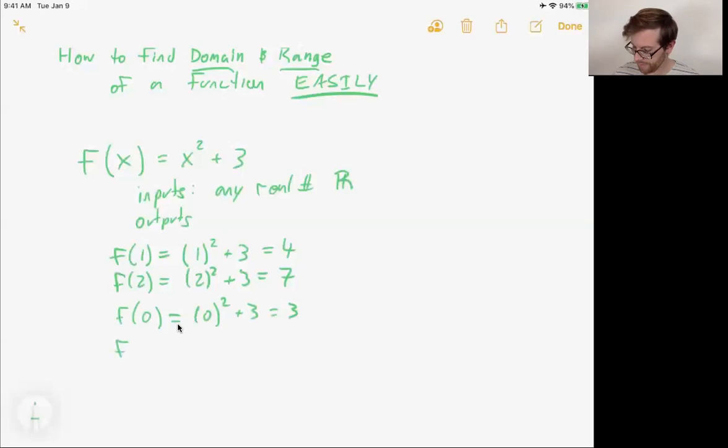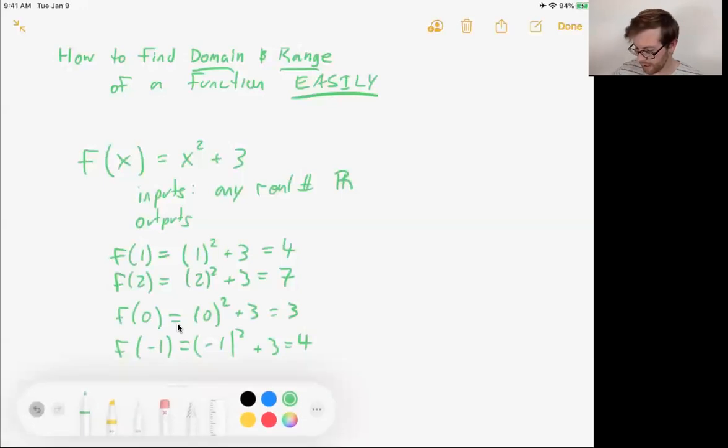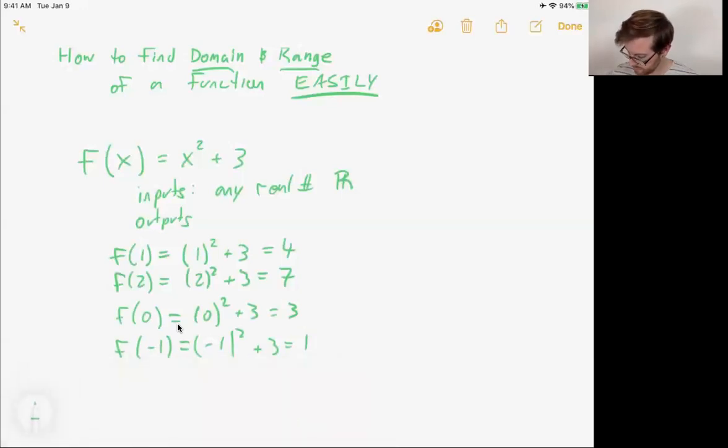What about f of negative 1? That'd be negative 1 squared. Well, that's 1, just like the first one, plus 3, so that's back to 4. And if you remember what your parabolas look like, this is just going to be a parabola that is shifted up 3 from the parent function of y equals x squared.